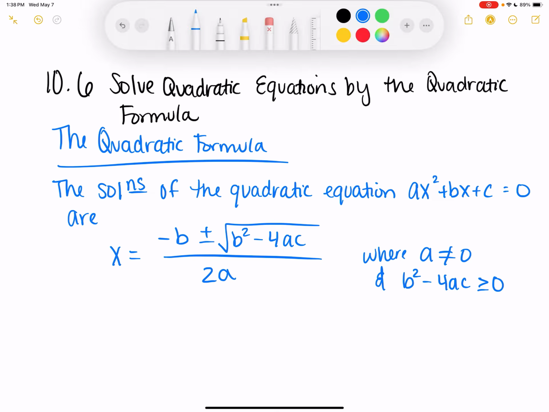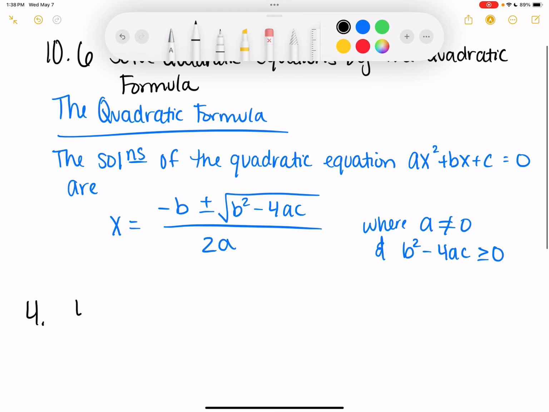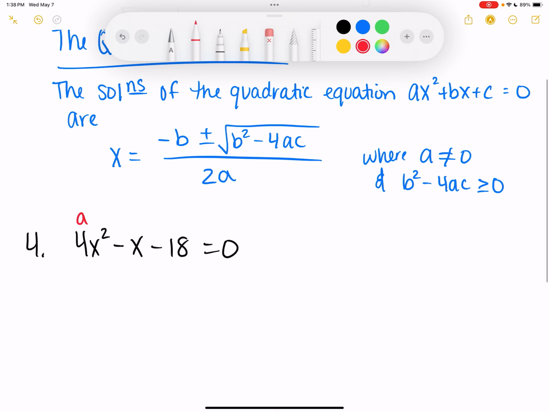So number 4, 4x squared minus x minus 18 equals 0. Just for us to see it right now, A is 4, B is -1, that negative goes with it, and C is -18.